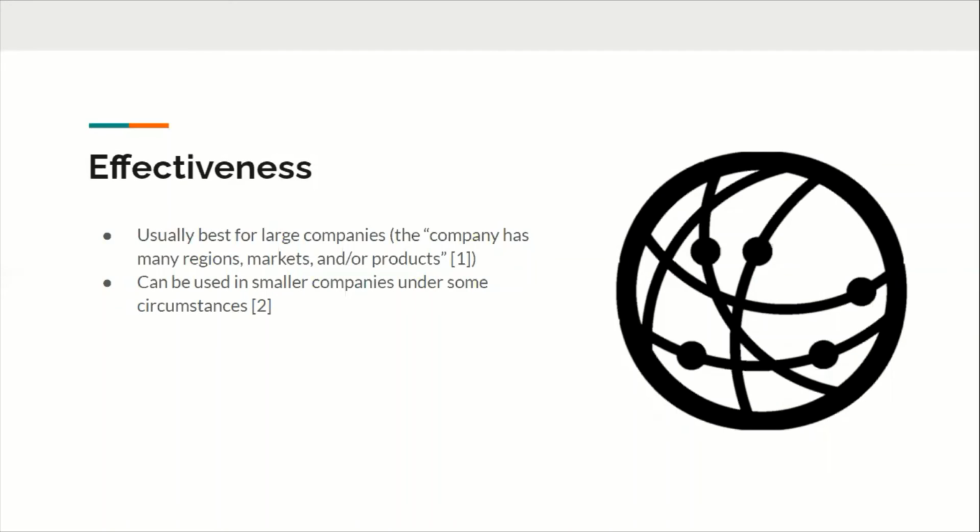This strategy is usually used for large companies in which the company is geographically large or has several different products. An example of this might be a company that has customers all over the world might have a different division for their United States customers versus their European customers.